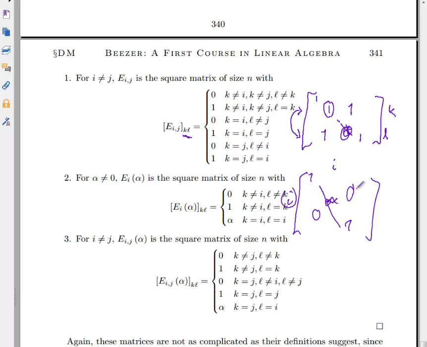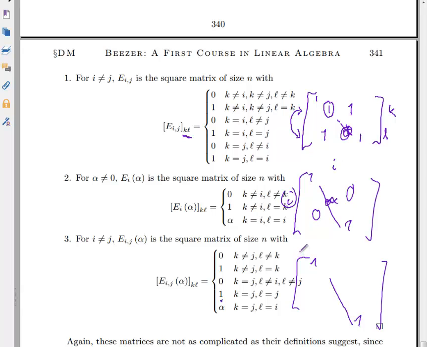All right, now this last type is the most complicated type, and it similarly comes from an elementary row operation. You take the identity matrix and you take alpha times one row and add it to another row.